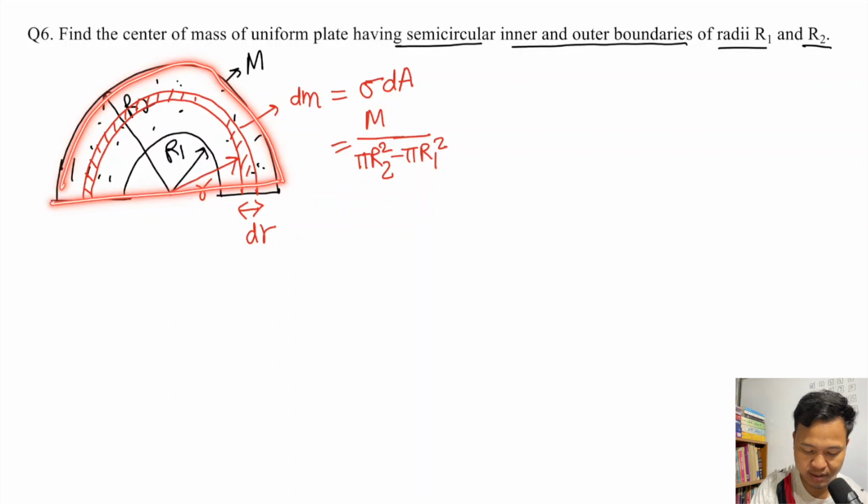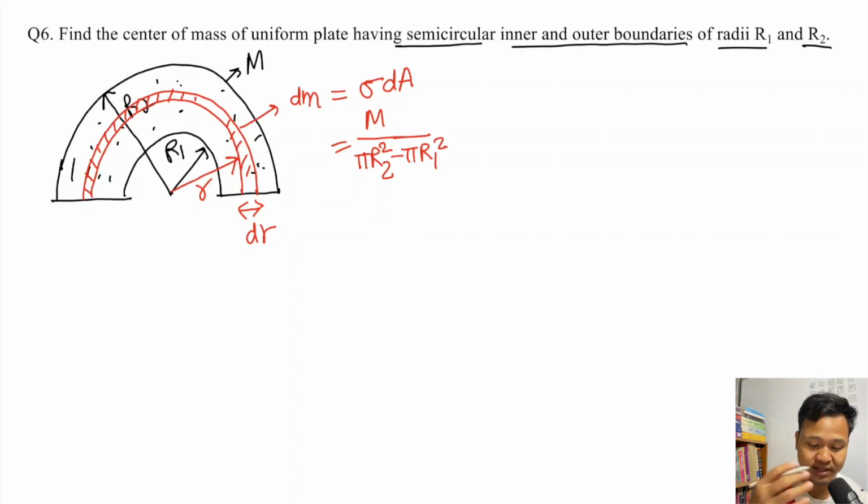Full area minus this small area gives the value: pi r2 square minus pi r1 square, that is sigma. Now dA, the area of the line segment, is a small ring. The area is pi r.